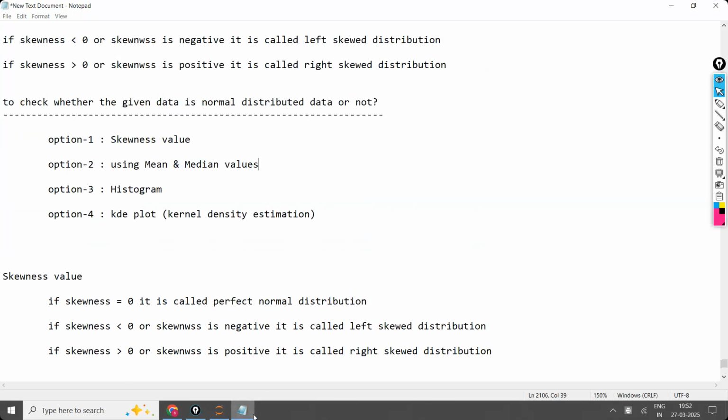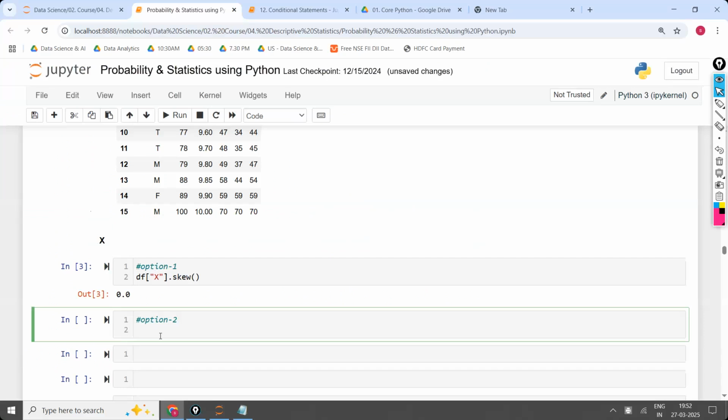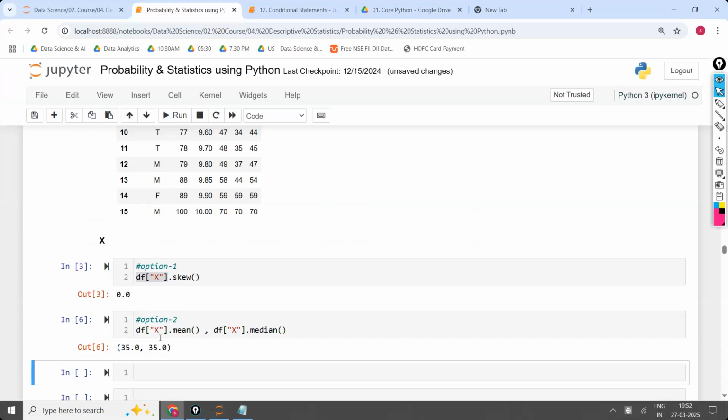Okay. Now using the mean and median, I'm going to take df of x dot mean, first value, second value, comma, df of x dot median. So it is going to calculate the mean value and median value. What are the values you have got? First value 35, second value 35. Since both of them are same, it is called a normal distribution.